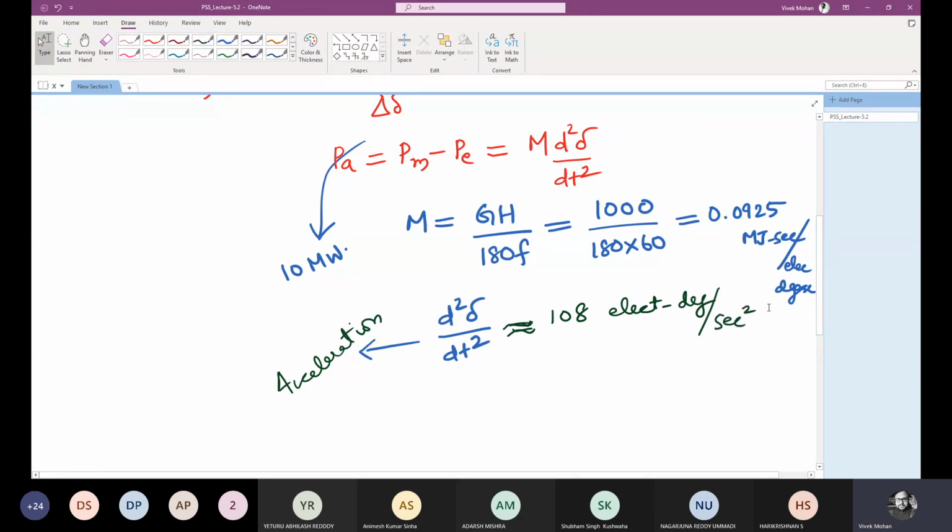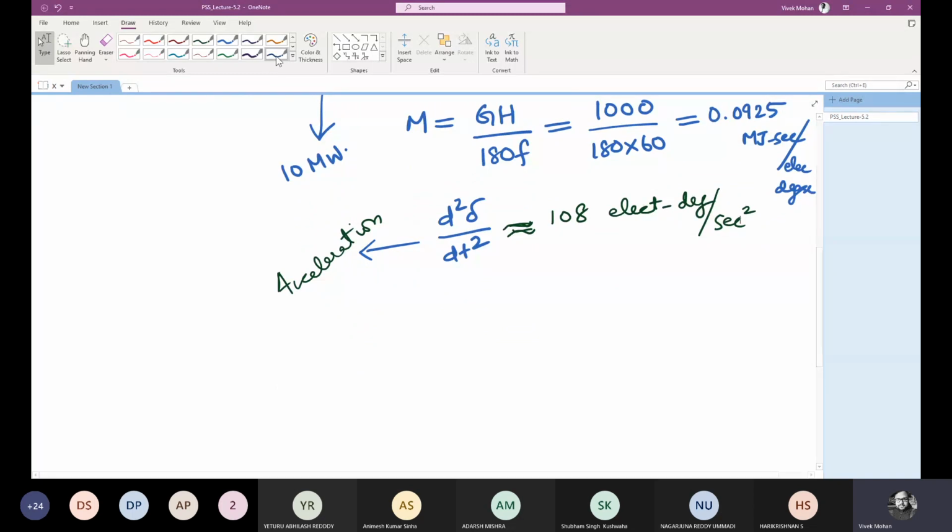Now, the third part of the question. The second part asked for rotor acceleration, and in the third part, if this rotor acceleration is maintained for 12 cycles, find the change in torque angle and rotor speed in RPM at the end of this period. So the acceleration to be maintained is 108 electrical degrees per second squared. If this is maintained for 12 cycles, what is the time corresponding to 12 cycles in a 60 Hertz system?